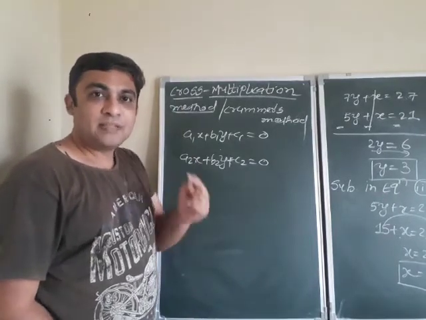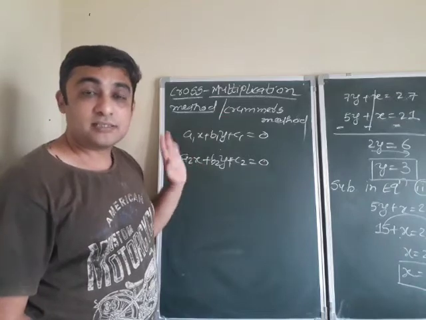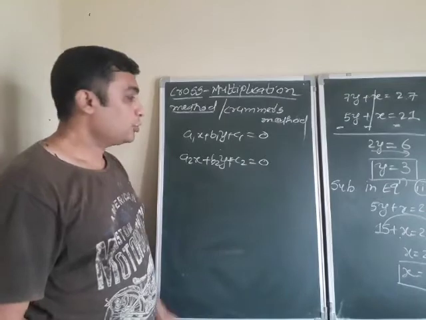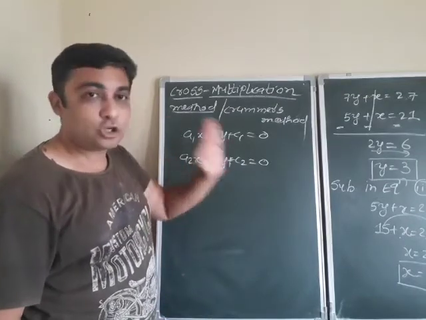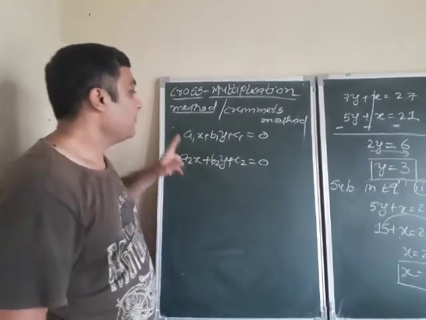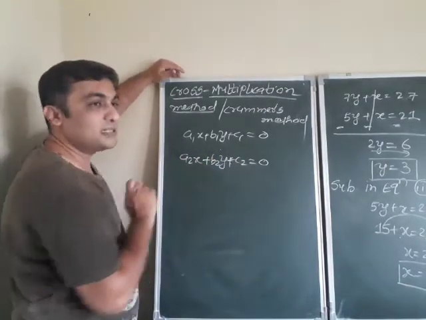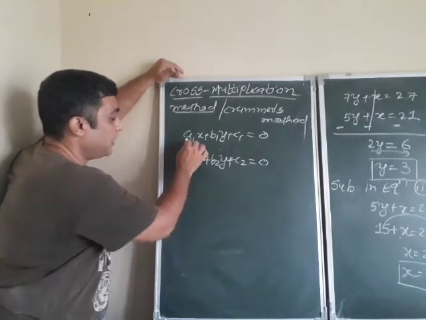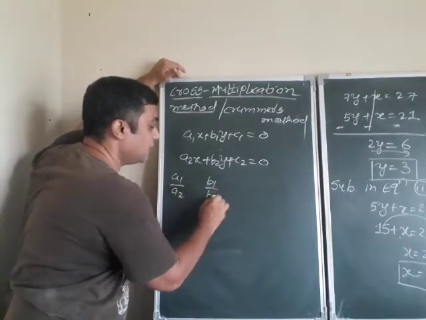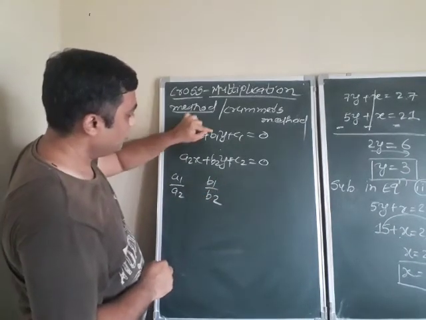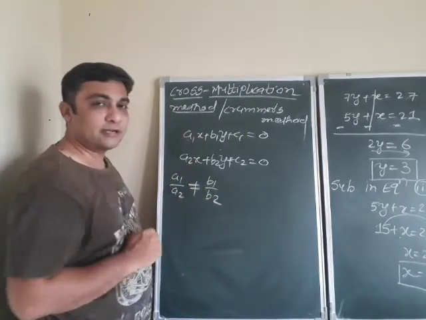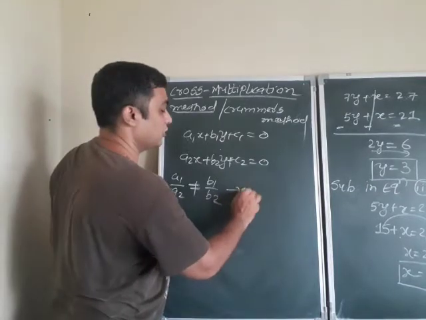See, first of all, if they ask to judge the system, it means whether the system is consistent or inconsistent. Is that clear? So first you judge whether the system is consistent or inconsistent. If it is a consistent or inconsistent system, you first of all find the ratios a1 by a2 and b1 by b2. It means a1 upon a2 and b1 upon b2, and if these ratios are not equal, then the system has a unique solution.